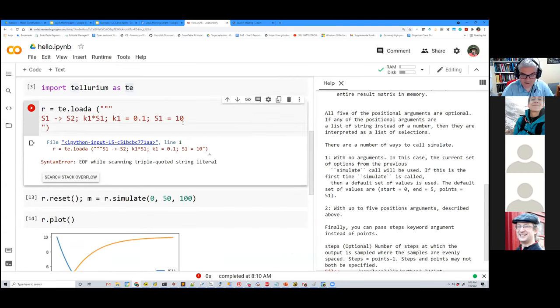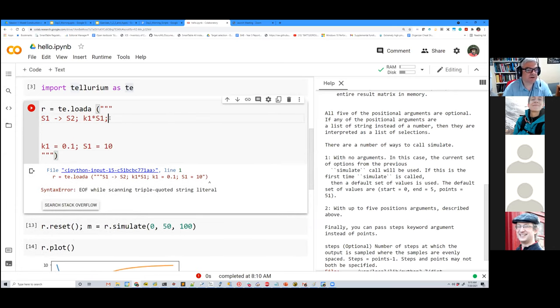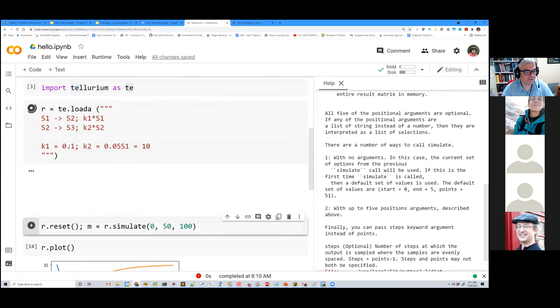So I'm going to extend this to a couple of lines. Okay, so let's put that down here. I don't need a semicolon at the end. So I'm going to go S2 goes to S3 and then K2 times S2. And then here I need to initialize K2 to, let's see, 0.05. So if I run this, okay.